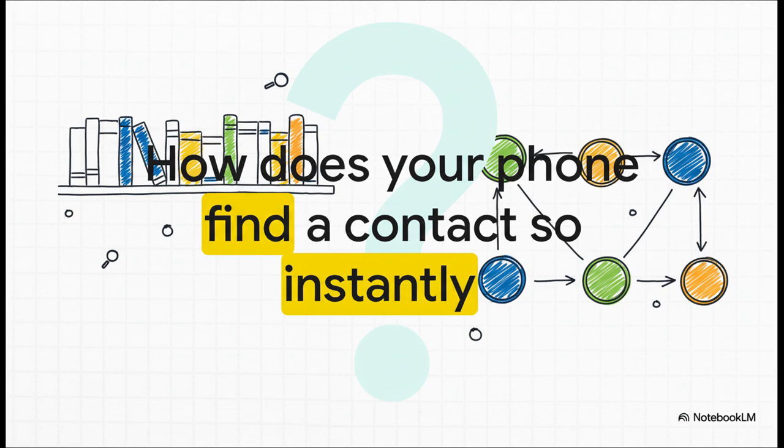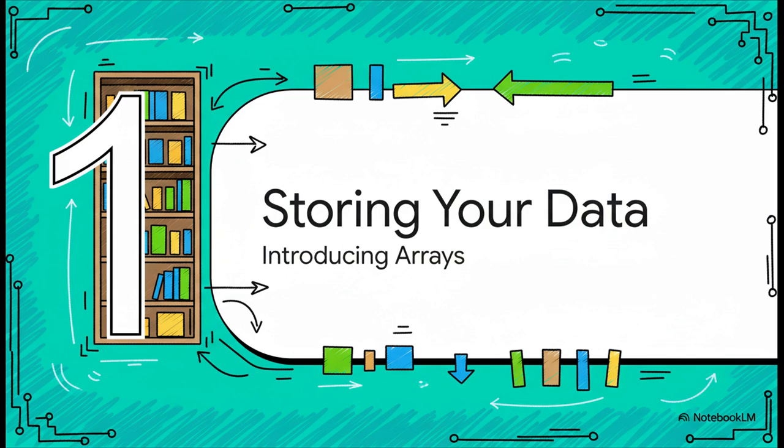The secret sauce is something called a data structure. And really, that's just a fancy term for a specific way of organizing information so a computer can work with it super efficiently. All right, so to really get how this works, let's start with the one you probably already know, even if you don't realize it. It's the most common data structure out there, the array.